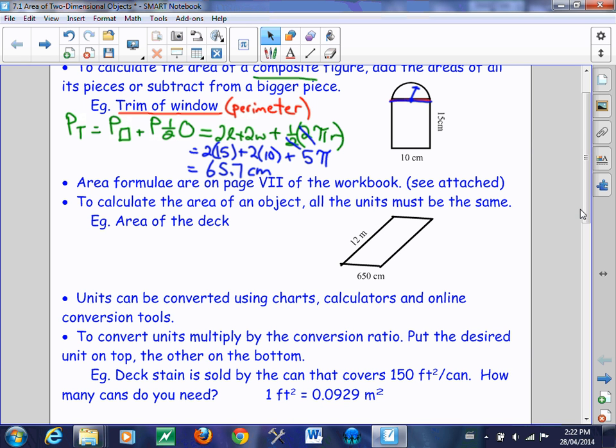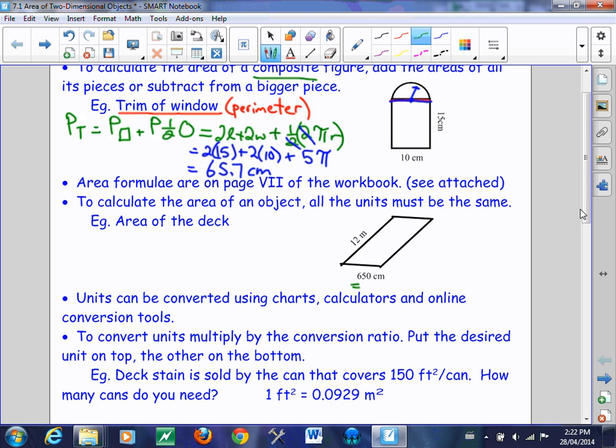All right, next one. To calculate the area of an object, the units must be the same. So let's take a look at the area of a deck. So say we wanted to maybe stain this deck and we need to find out the surface area. That's a common thing that you need to do in reality. Take a look at our units. First of all, you should notice we've got meters and centimeters. They are not the same, so we need to make them the same.